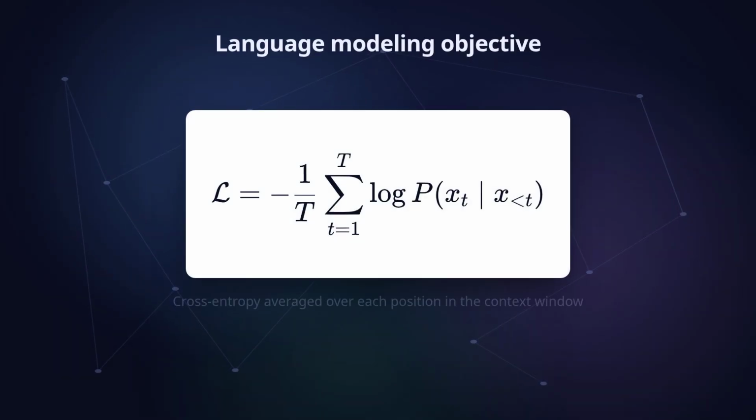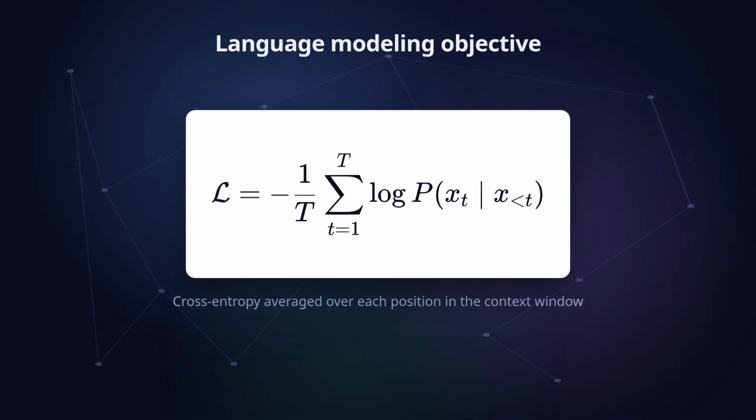During training, the loss is the cross-entropy between the model's predicted logit distribution and the actual next token at each position. This is the standard language modeling objective: maximize the probability of each token given everything before it.